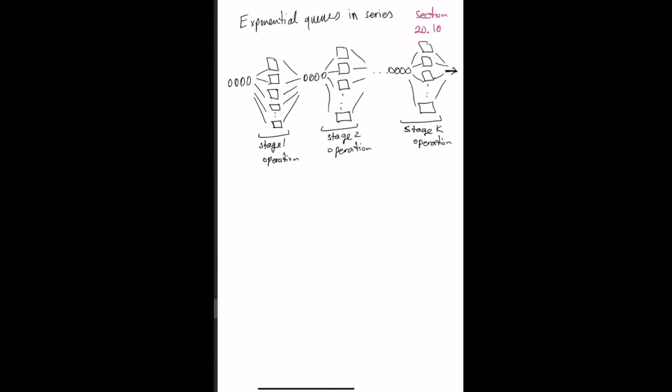We assume that in stage 1, the servers work with the service rate mu1. In stage 2, servers work with the service rate mu2. In stage K, servers work with the service rate mu-k. And like always, these rates are the rate of service for each one of these machines. So the rate of service of each machine in stage 1 is mu1, the rate of service of each server in stage 2 is mu2, and so forth.